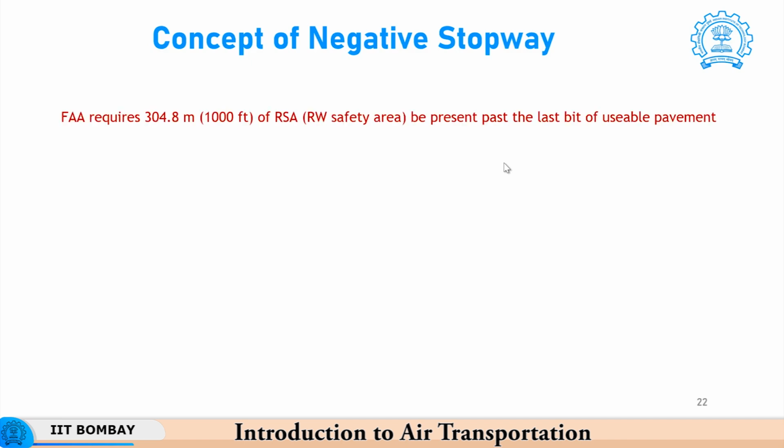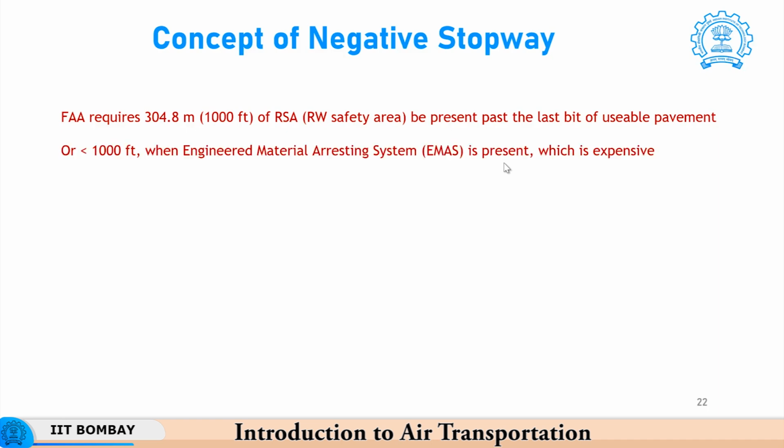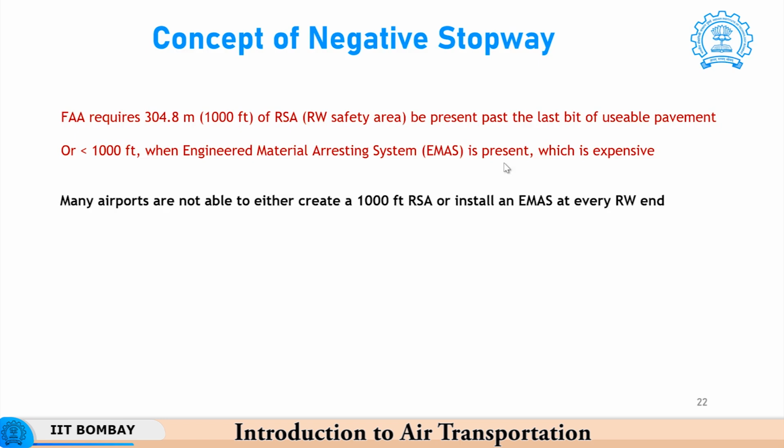So, regulations require that there should be at least 1000 feet of runway safety area present past the last bit of the usable pavement. So, at the end of the usable pavement, that is the runway, the constructed runway, there should be at least 1000 feet available for safety area. Now, this particular distance could be less than 1000 feet if you use the EMAS systems, but this is a very expensive system. So, many airports are not able to either create this runway safety area of 1000 feet or install an EMAS system at every runway end.